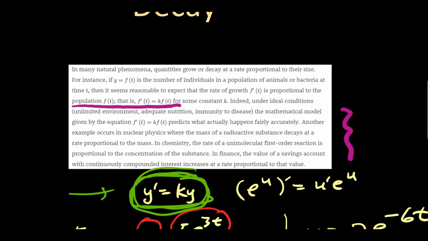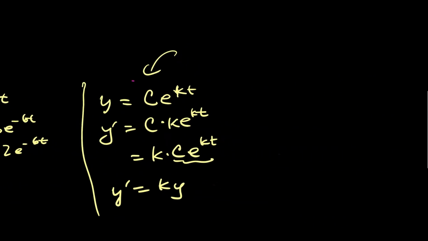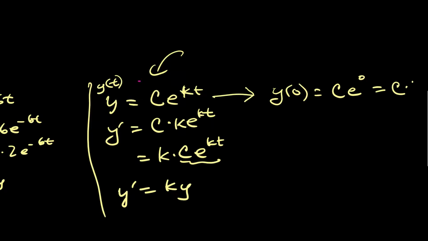All right, so what I want to point out though is a couple of things. First of all, if you plug in 0 into this function here, so y of t, y of 0 is c e to the 0 times t, or e to the 0, or it's actually just c times 1, because e to the 0 is 1. So y of 0 is this constant c.